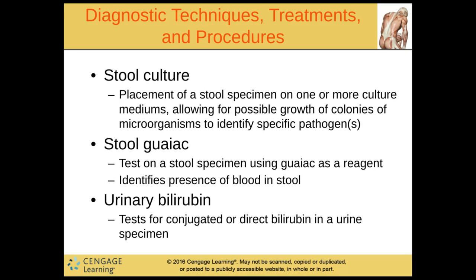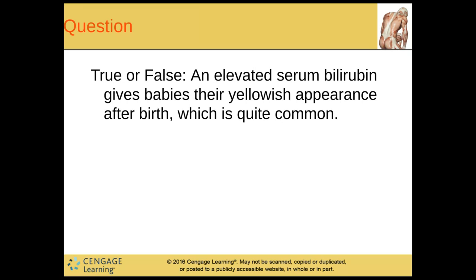We have a stool culture. So this is the placement of a stool specimen on one or more culture mediums, allowing for possible growth of colonies of microorganisms to identify a specific pathogen. And then we have stool guaiac, which is a test on a stool specimen using this guaiac as a reagent. It identifies the presence of blood in the stool. So I'll show you guys how to do that at one point. And then we have urinary bilirubin, which is the test for conjugated or direct bilirubin in a urine specimen.